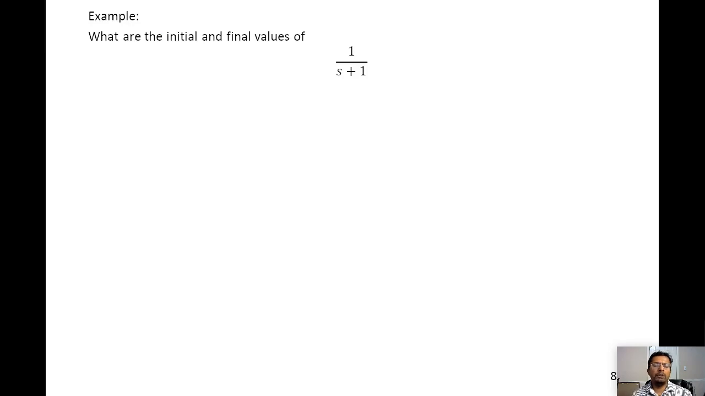So here's a simple example. We would like to calculate the initial and the final value of 1 plus 1 over s plus 1. You can pause this video and try to work out the results.